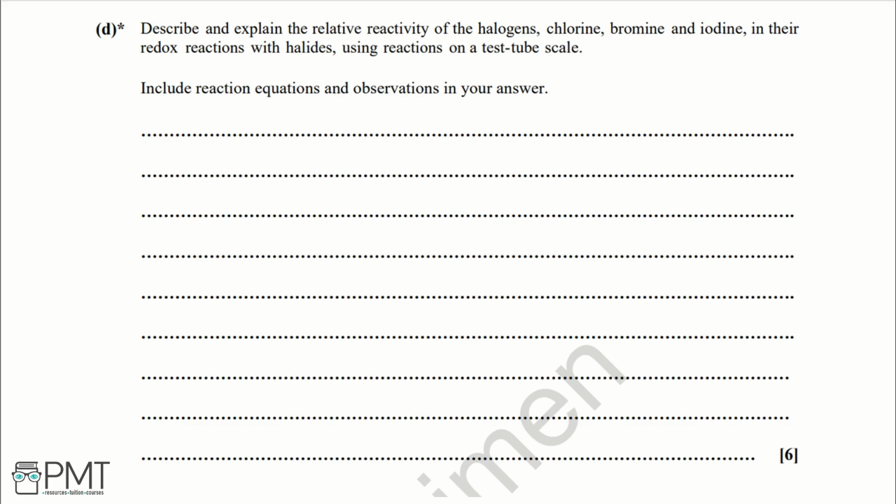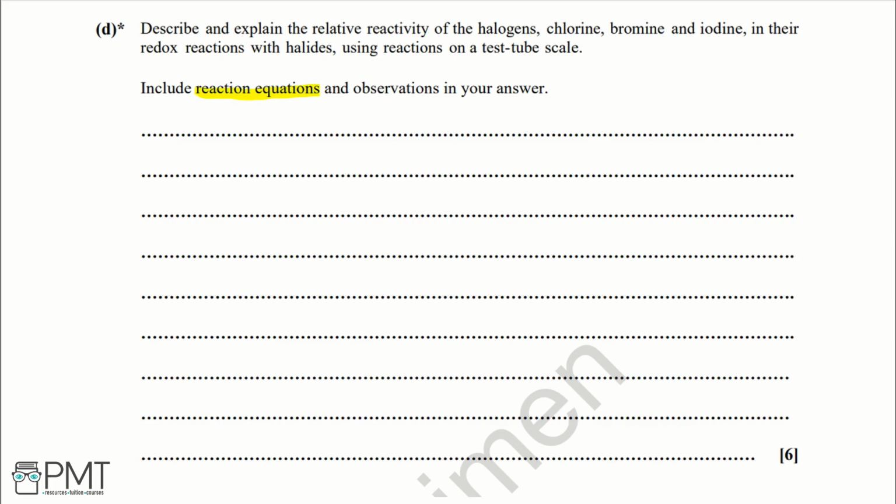Part D. Describe and explain the relative reactivity of the halogens chlorine, bromine and iodine in their redox reactions with halides using reactions on a test tube scale. Include reaction equations and observations in your answer. Firstly, let's write the reaction equations.